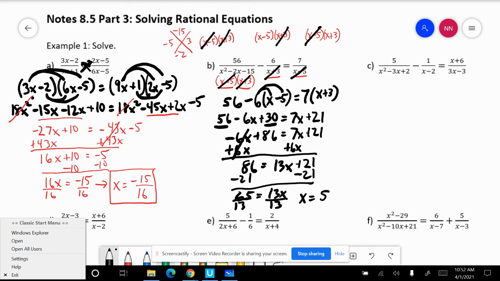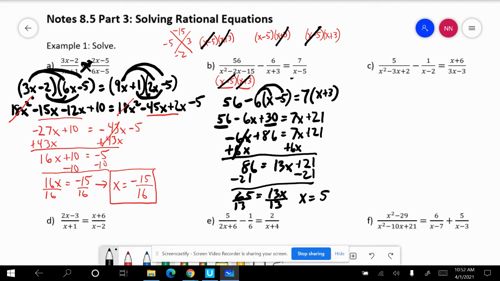Now, before I box it, what I want to do is point something out. We've talked a lot about excluded values, and if you look right here, we have 2 excluded values. We have an excluded value of -3, and we have an excluded value of 5. Notice that our excluded value and our answer are the same. So if it's an excluded value, it can't work. So that means 5 is not going to work. So our answer is no solution.